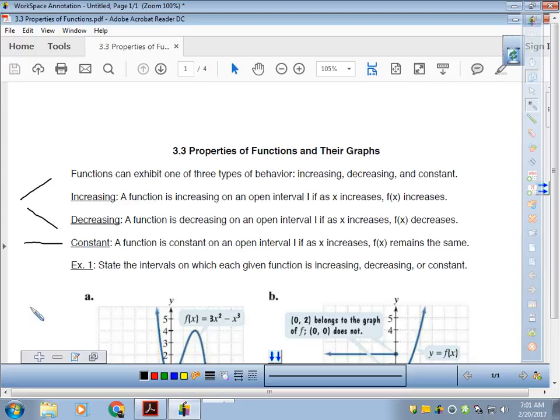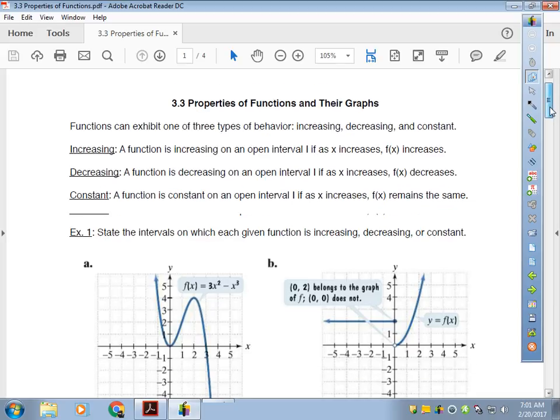The reason why is at the endpoints, the behavior is usually changing from one type to another, and so we really can't include that endpoint because it's not one or the other. It's something where it's changing. So we just always exclude the endpoints. All right, so let's look at an example of this.